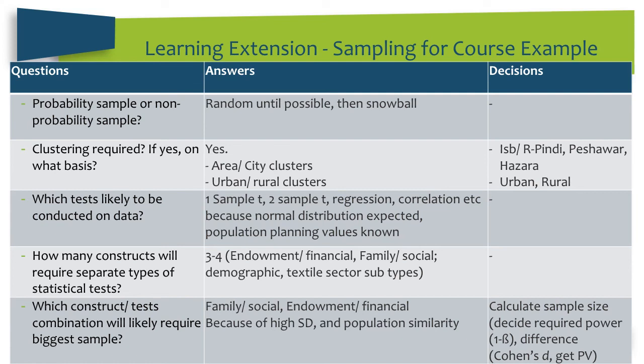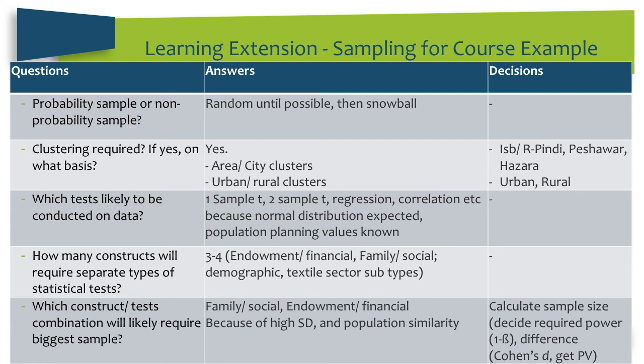And the second clustering basis would be urban and rural. So within these three clusters, I'll be separating urban women who are running textile SMEs and rural women who are running textile SMEs. The next question is, which tests are likely to be conducted on the data that I collect? Well, it's a rough opinion, but we'll see as we move on into the research.